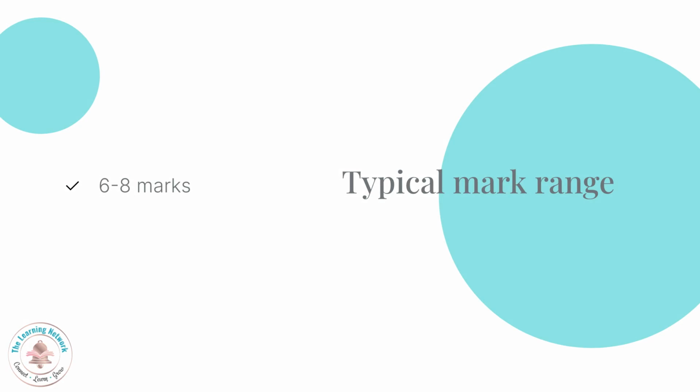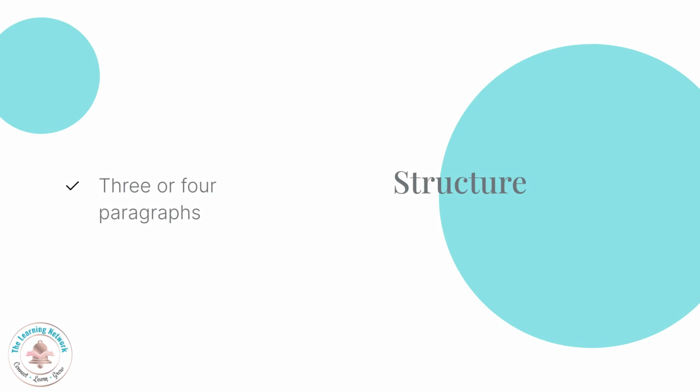So typical mark range for a contrast question might be 6 to 8 marks. This might look like 3 to 4 paragraphs. And in CAFS, typically when the students have a particular mark, so if they have 1 mark, it's generally 3 lines. So the students are going to be given 3 lines to answer their question per mark.